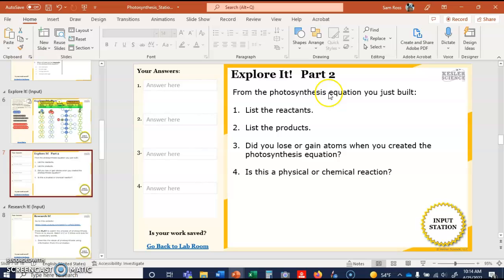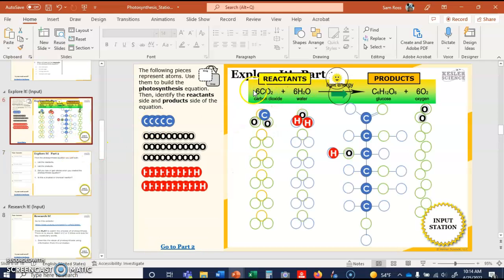Part 2, it says from the photosynthesis equation you just built, list the reactants, list the products. These are the reactants, carbon dioxide and water.